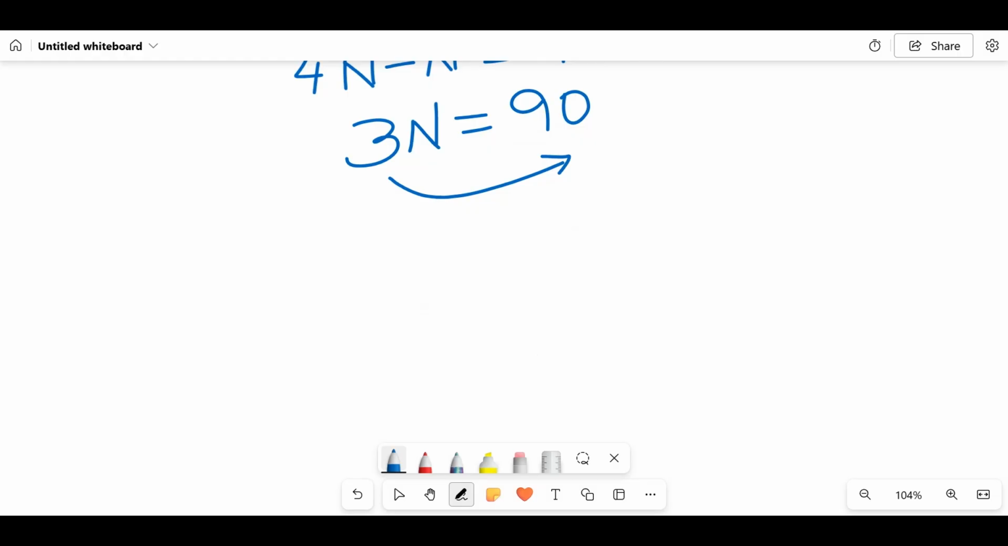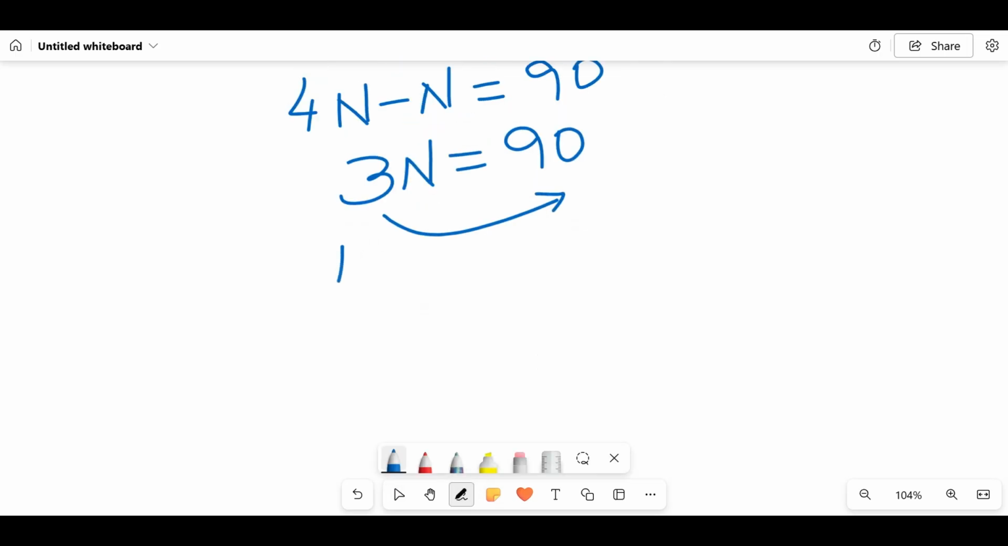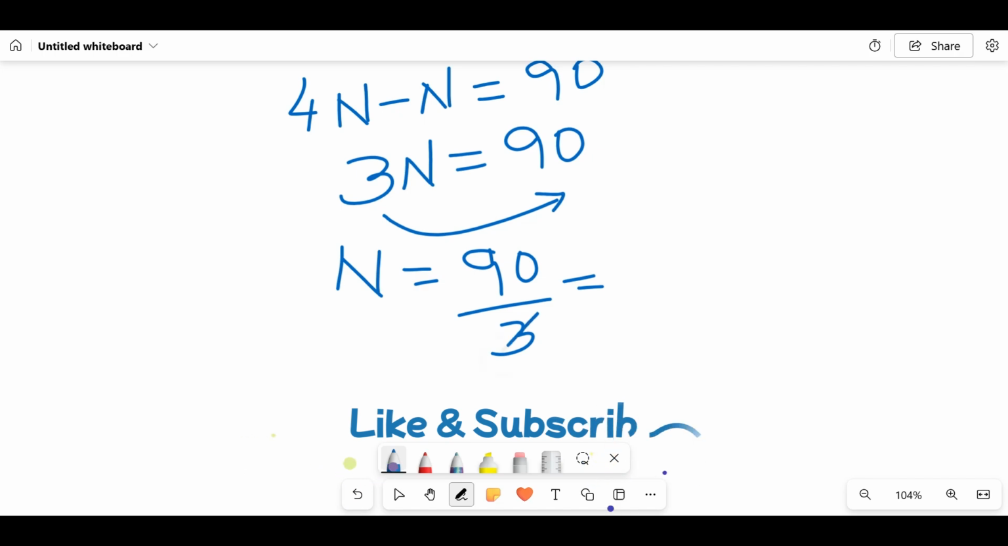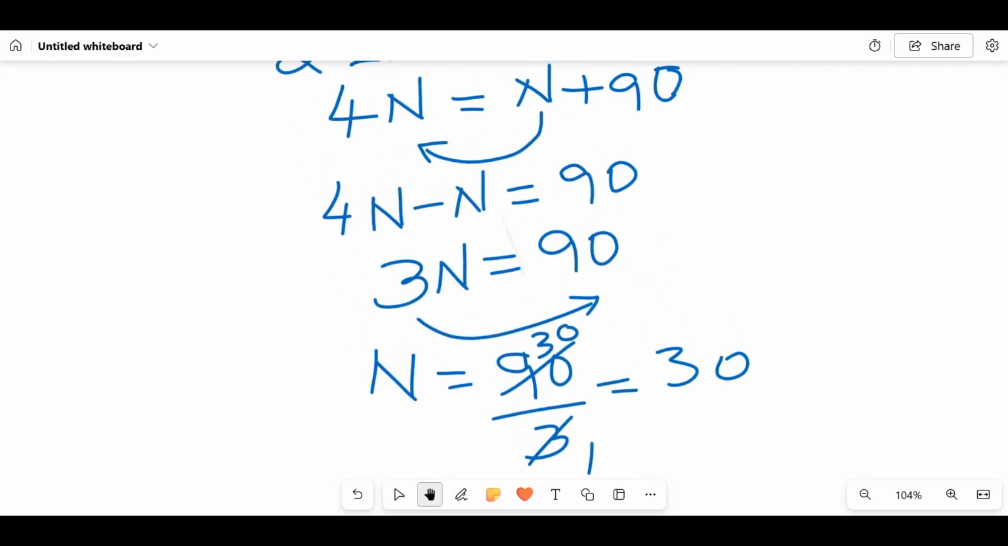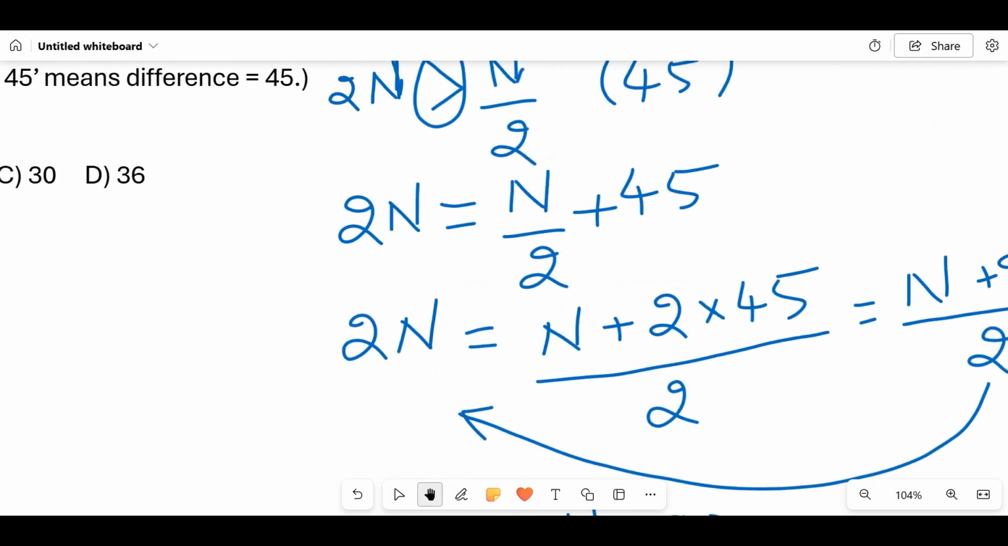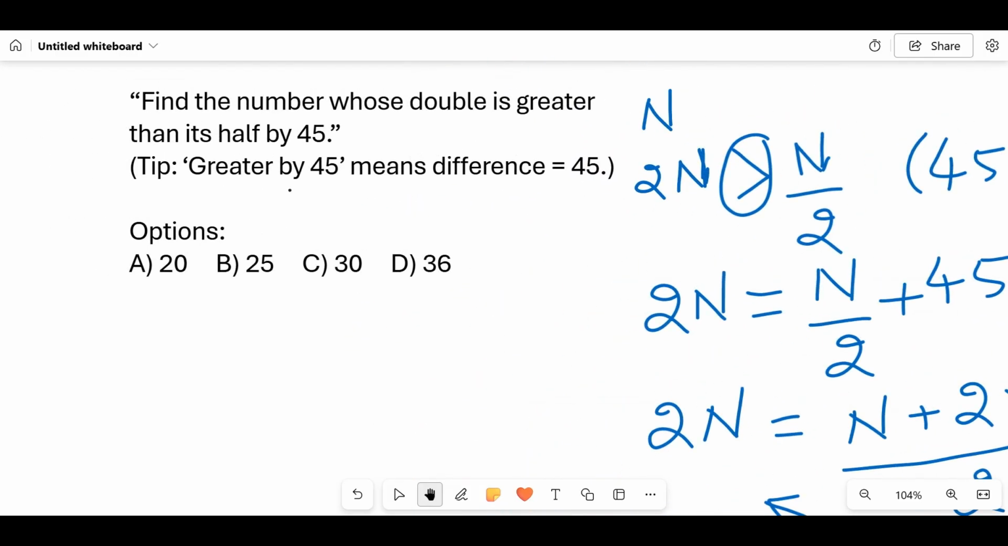Therefore the n value, if I take this 3 to the right hand side, it will become divided by 3. So n is equal to 90 divided by 3, which is 30, with the 0 as it is. So n value will be 30. That means the number is 30, that is option C.